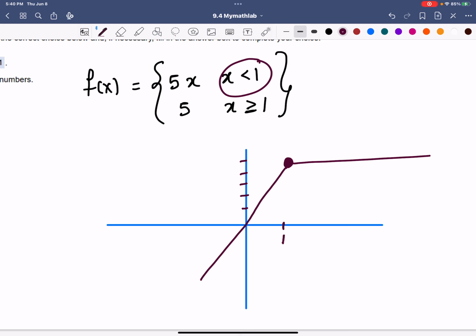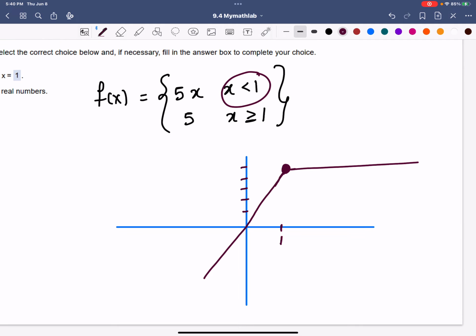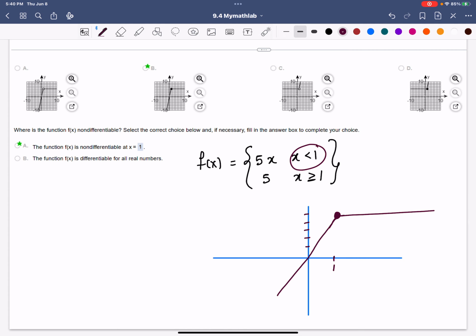Do you see the sharp curve here, or the sharp edge? When you see a sharp edge like that, you cannot differentiate the function. As simple as that. That means I cannot differentiate the function at the value x is equal to 1. So when you see those sharp curves here, you cannot differentiate the function. So you don't have to do all the math.